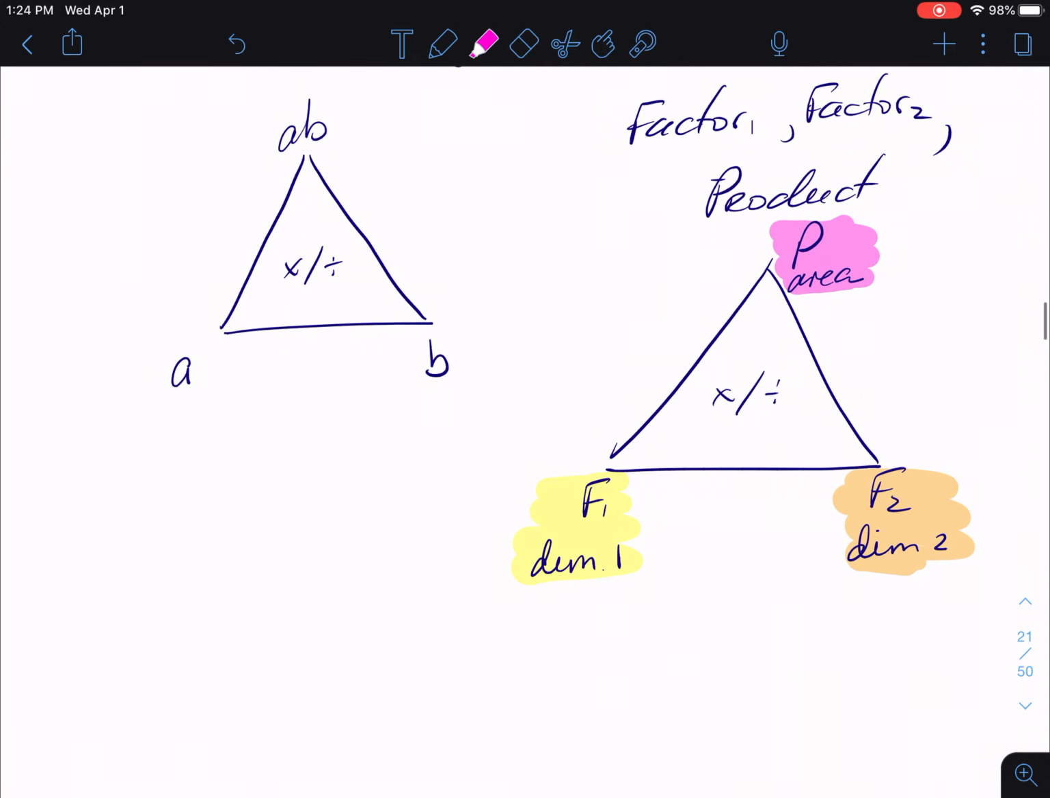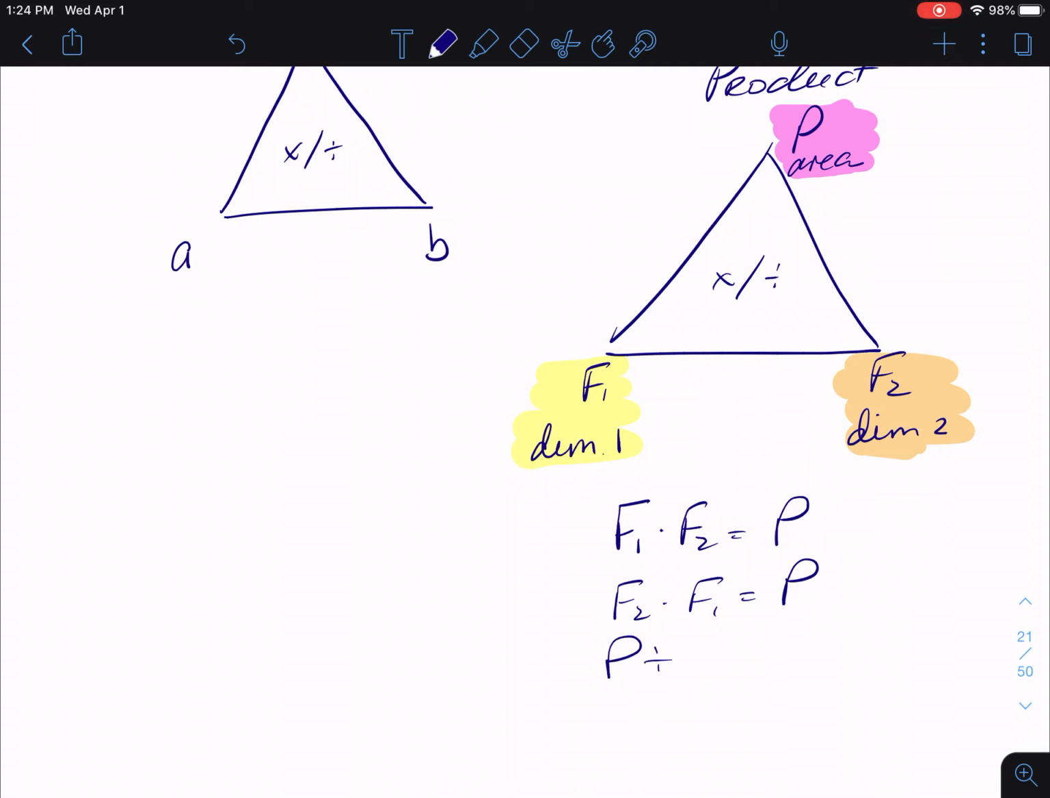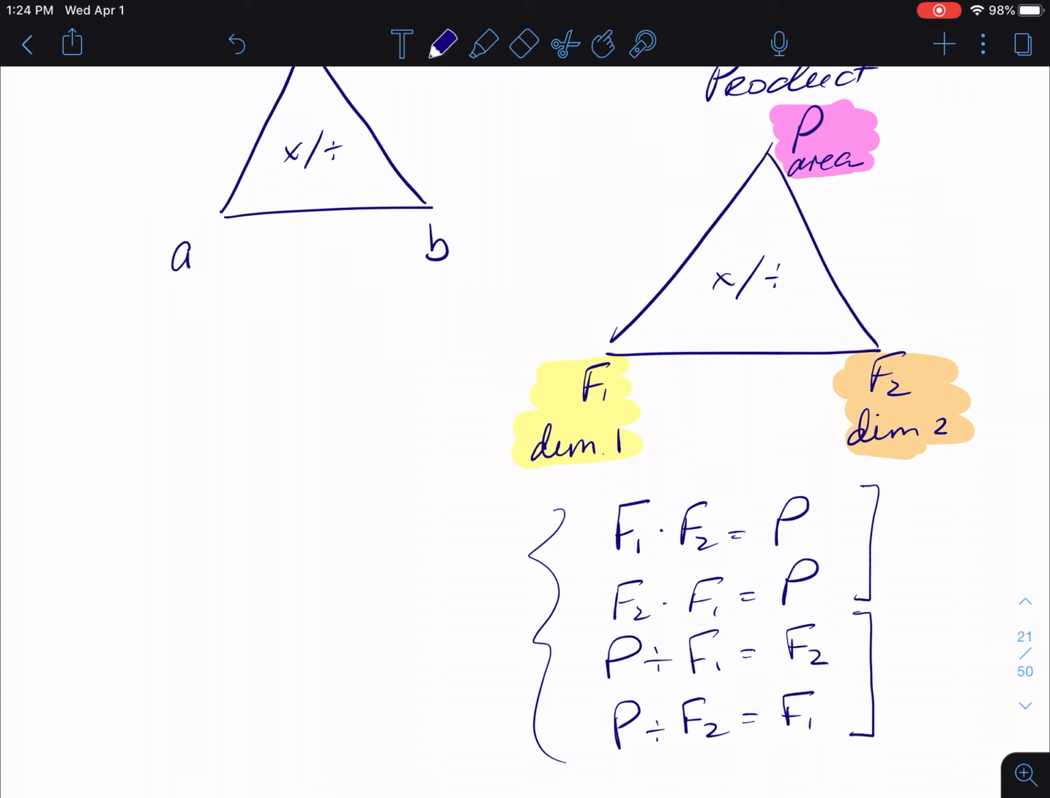So if you remember from 112, there were a couple of number sentences that we could write from this fact family triangle. So we said factor 1 times factor 2 equals the product, or with the commutative property, we could rewrite it in the other order. But we could also write division statements. If product is divided by factor 1, then we have factor 2, and if product is divided by factor 2, we will get factor 1. So notice that we have two statements that are multiplication statements, but with the same fact family, we have two statements that are division statements.